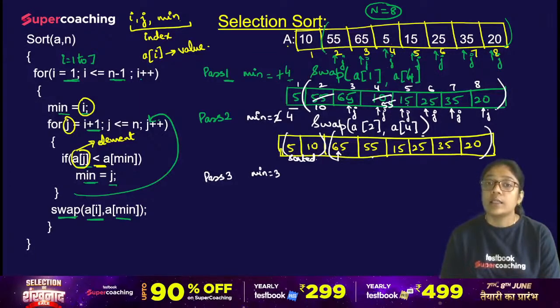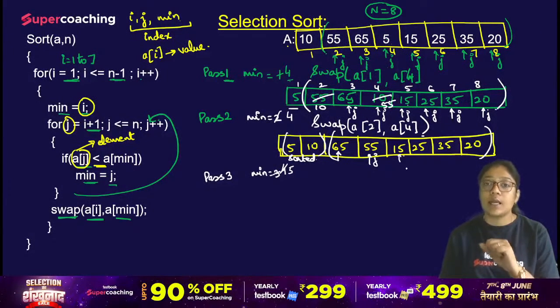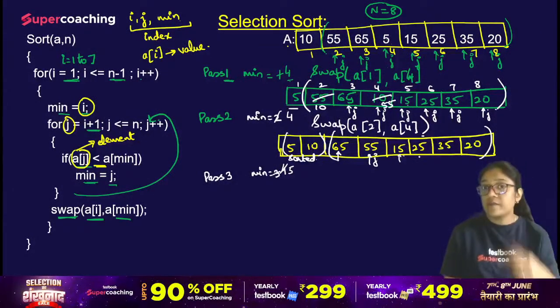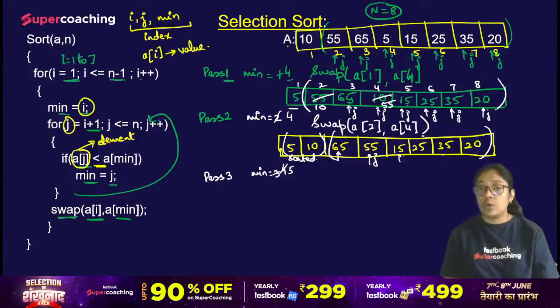65 is smaller. Then J will be starting from here. 55 is smaller than 65. Yes. So min will be updated. 15 is smaller than 55. Yes. So min will be updated as 5. यानी कि अभी तक का जो smallest element है, that is on index 5. 25 is smaller than 15. No. 35 is smaller than 15. No. 20 is smaller than 15. No. This means that index 5 पे जो element है, that is smaller.